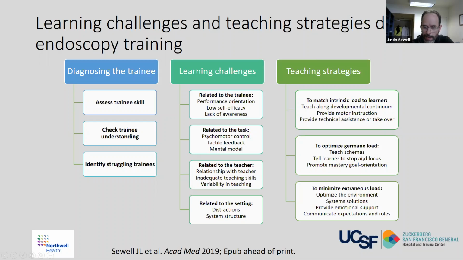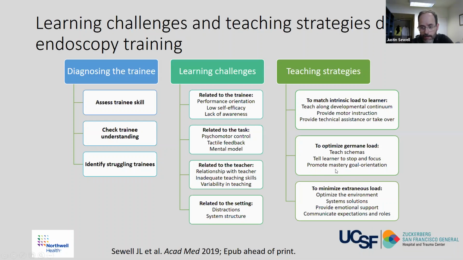When they talked about ways to promote learning, they talked about teaching schemas or teaching complex concepts, trying to verbalize complex ideas that were being done during the procedure. They talked about, in the midst of a procedure, telling the learner to stop so they could listen and focus. By stopping and not doing anything with their hands anymore, they would hopefully be able to focus on the teaching and again promote germane load learning.